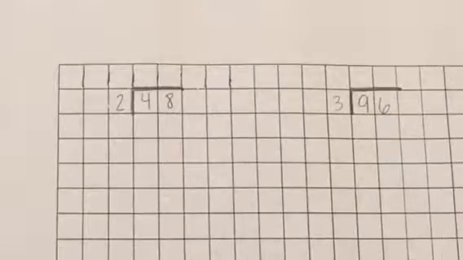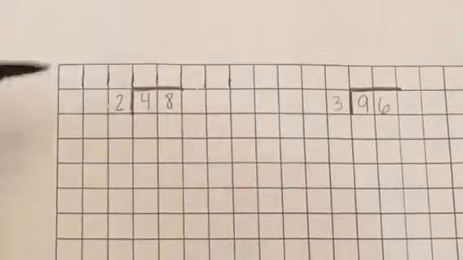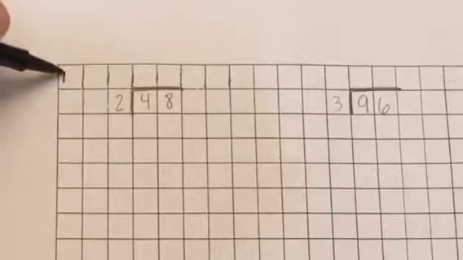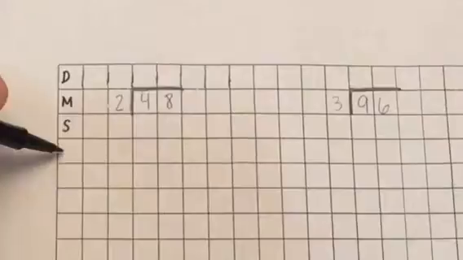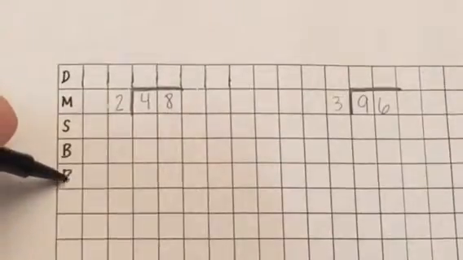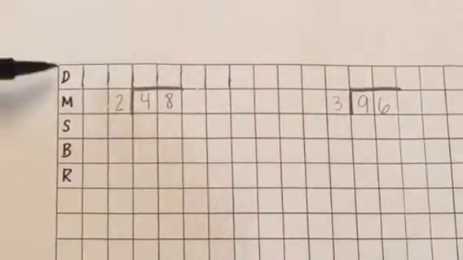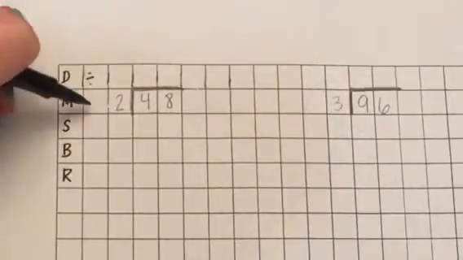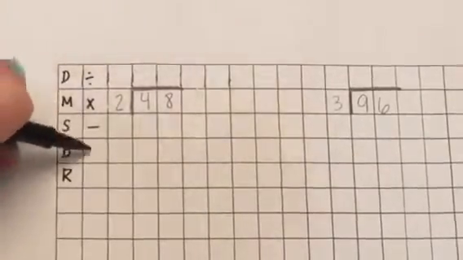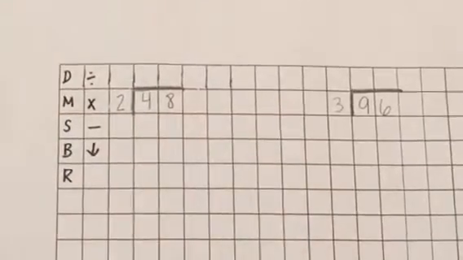So today we're going to practice the U.S. Standard Algorithm for dividing. And that is when we use our steps: divide, multiply, subtract, bring down, repeat. But I remember it by saying dad, mother, sister, brother, rover. So divide, multiply, subtract, bring down, repeat.